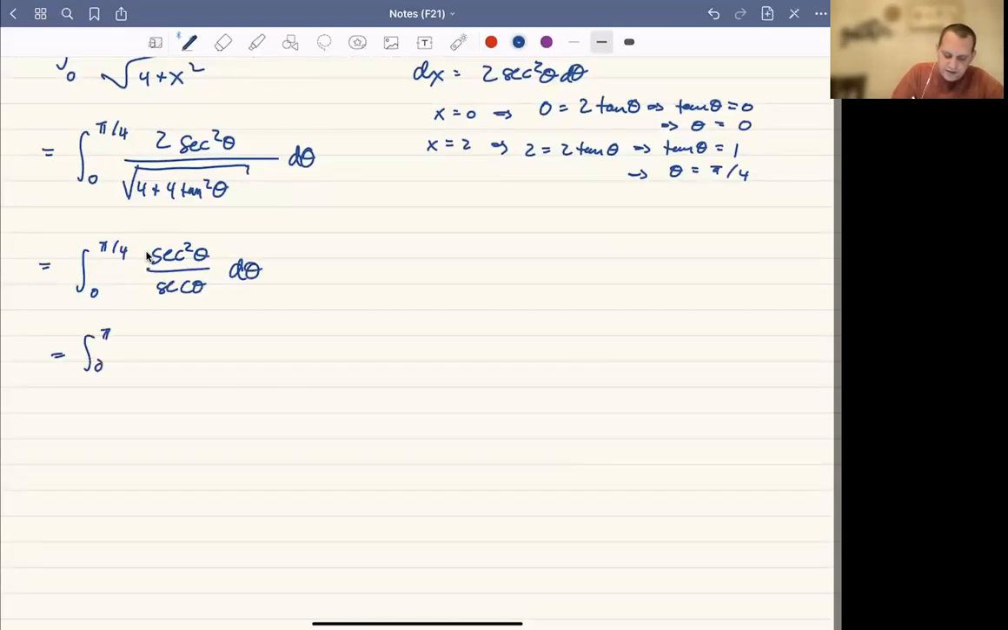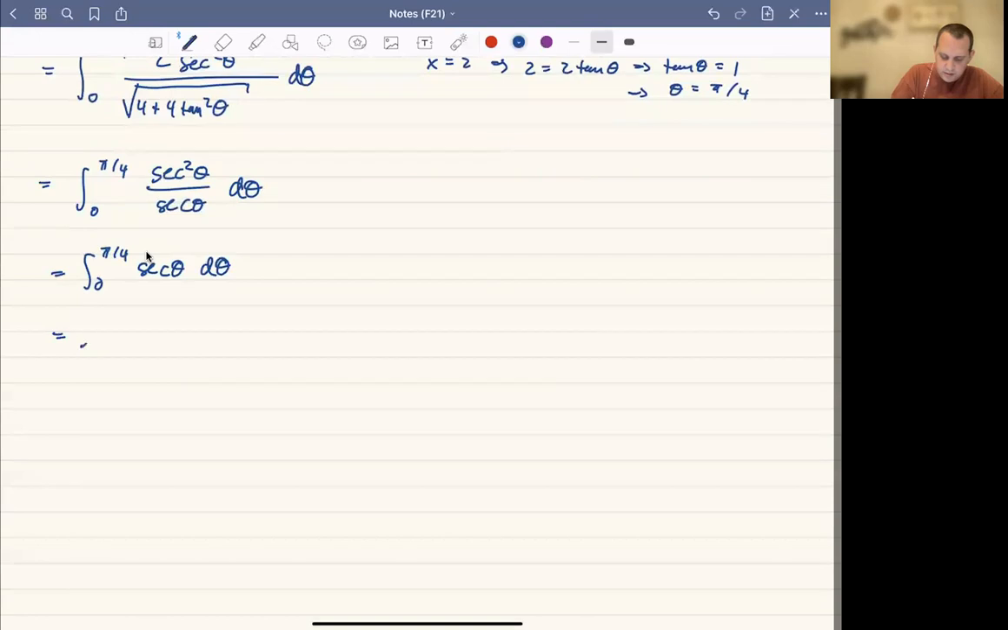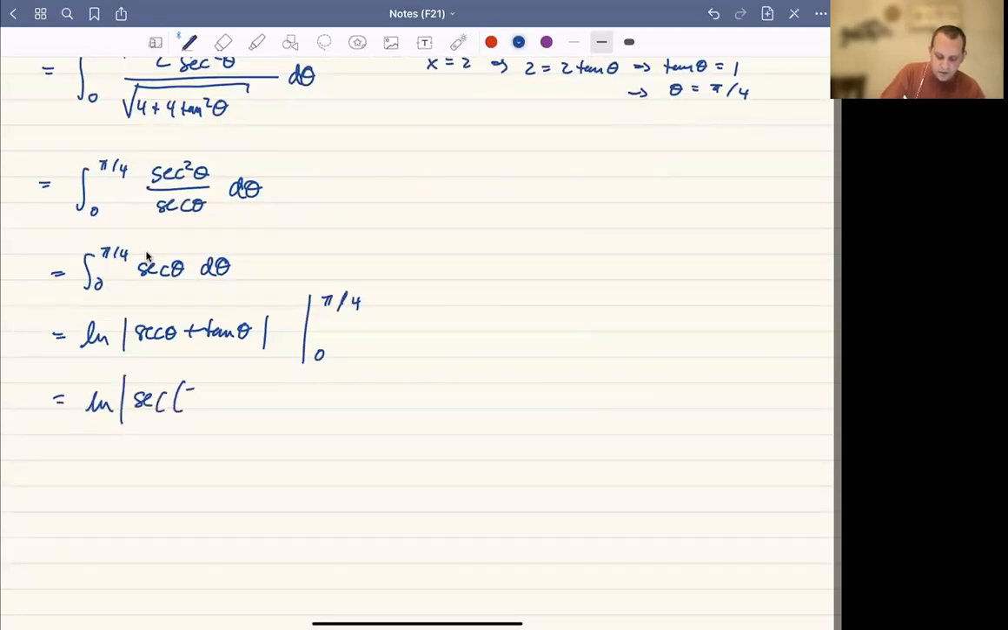And the integral of secant theta is going to end up being the natural log of the absolute value of secant theta plus tangent theta. And then we're going to evaluate from 0 to pi over 4. No, we don't need the triangle. So when we plug in pi over 4, let's think about what's going to happen here. We're going to have the natural log of secant of pi over 4 plus tangent of pi over 4, which we know is 1. And then we're going to subtract the natural log of the absolute value of secant of 0 plus tangent of 0.